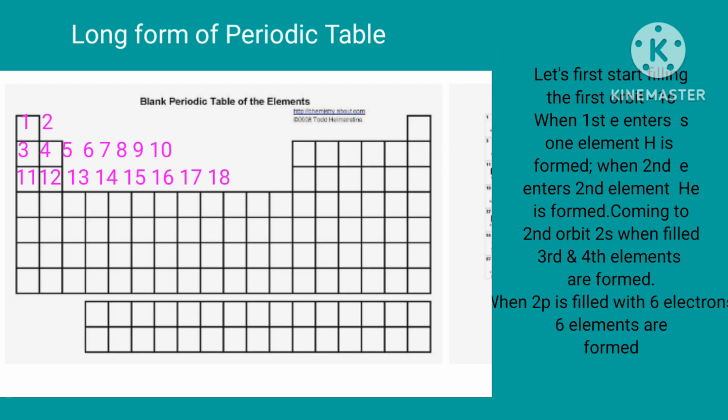Let us first start filling the first orbit, 1s orbital. When the first electron enters the s orbital, one element H is formed, that is hydrogen. When the second electron enters, the second element is formed, that is helium. Coming to the second orbit, when 2s is filled, the third and fourth elements are formed. When 2p is filled with 6 electrons, 6 elements are formed.